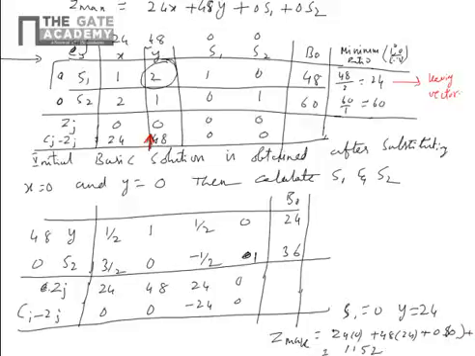So finally, the optimal solution has been reached. This is for maximization. For minimization, Cj minus Zj has to be always greater than or equal to 0. Then the optimization is reached. So practice a few problems on this, then you can understand the procedure of the simplex method. It's very easy. The next is primal dual.